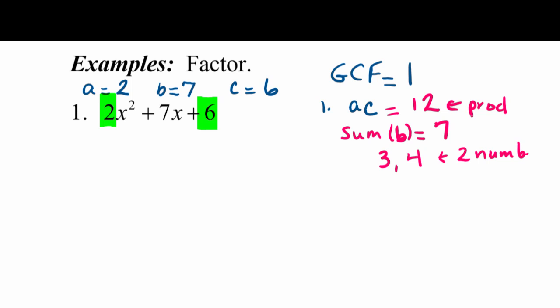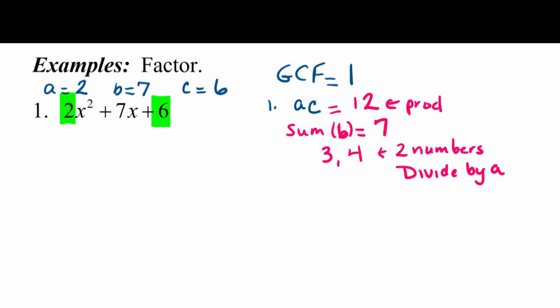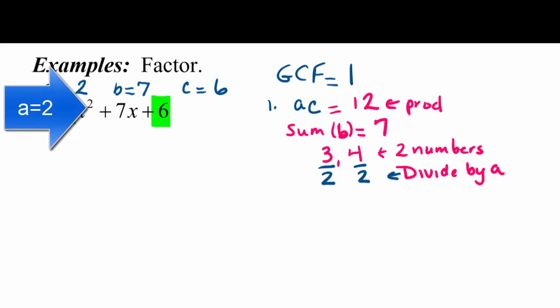But we're not done now, because the next step is to divide by A. So you're going to make fractions out of the two numbers. A was what? 2, right? So look at what we're going to do: 3 over 2 and 4 over 2. You found your two numbers that multiplied to 12 and added up to 7, which were 3 and 4. Now you take your A, which is 2 in this case, and create fractions out of your two numbers, putting the A in the denominator.